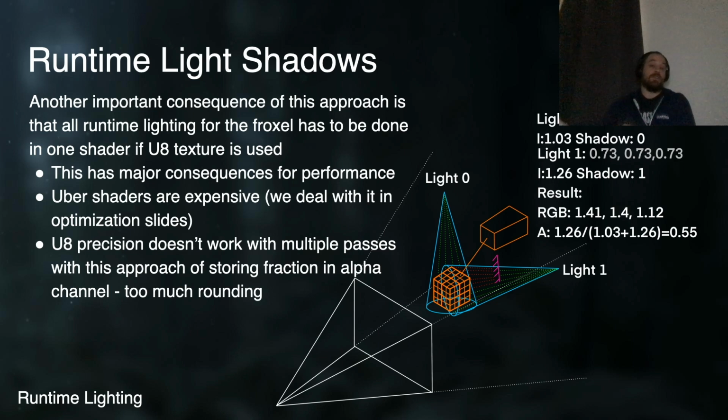Another consequence of this approach is that we need to do all the lighting in one pass, because we use the UAV texture. FP16 wouldn't be a problem, but because it's a UAV texture, we need to create a shadow term with 8 bits, which is low precision. So we need to get all the lights together and calculate that shadow value so we can utilize the precision. If we were to go light by light and write to that Froxel, we would be losing more and more precision. That is a big consequence on performance, because now we need to execute an Uber shader to support all the lights, since for one Froxel we have just one chance to process all the lights affecting it.